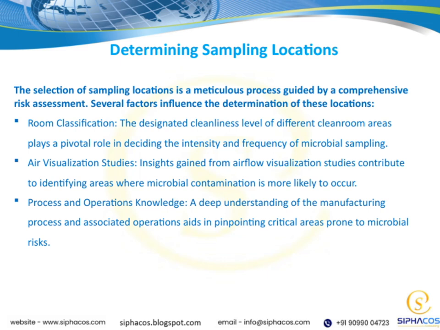It's about understanding the environment from a dynamic perspective, not just static conditions. And finally, our process and operations knowledge is essential. Having a deep understanding of how the manufacturing process works and which operations are critical allows us to pinpoint the areas most at risk for microbial contamination. Putting it all together, these factors guide us in choosing sampling locations that truly reflect the areas of highest risk, ensuring our monitoring is both effective and efficient. This meticulous approach helps us maintain the integrity of the cleanroom environment and supports overall quality and safety.